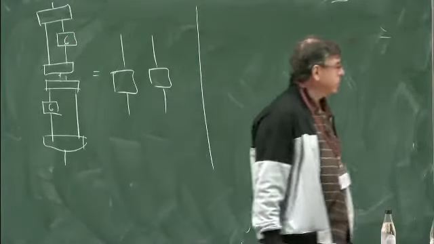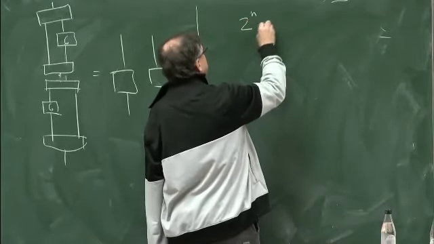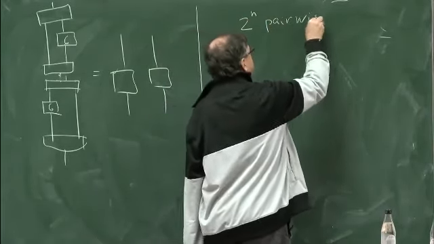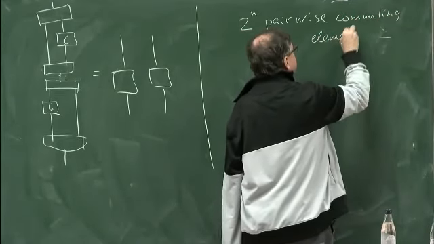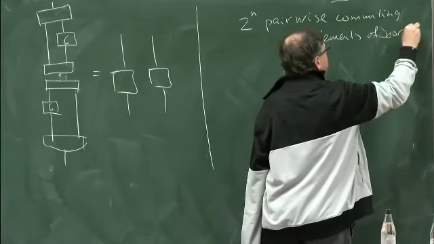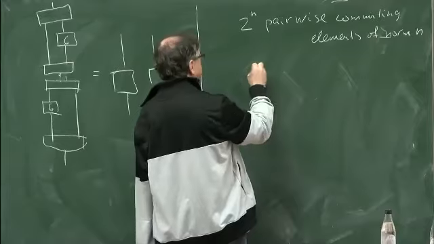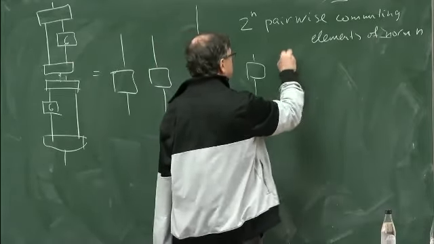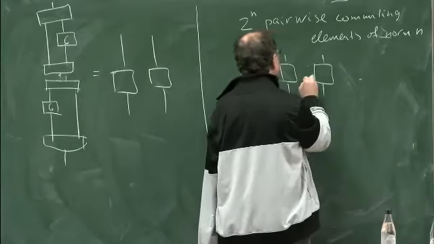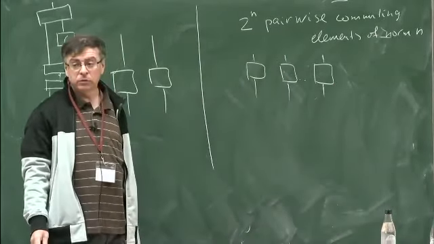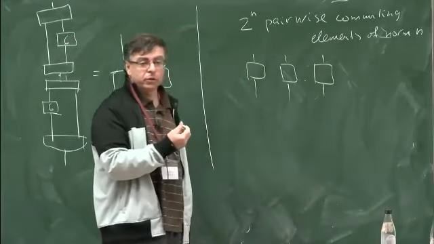Now, suppose that we found 2 to the power n pairwise commuting elements of norm n. Suppose that we found them. Okay? So we put them together. They commute, and so on. Right? So they commute, and now we double this picture.